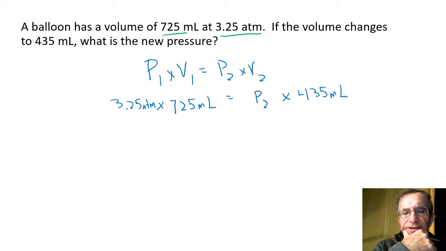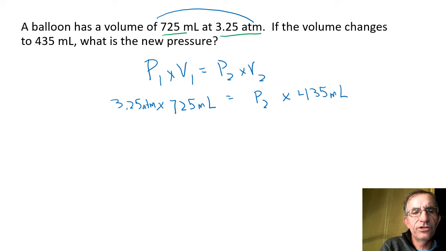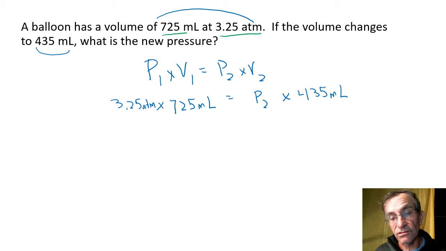Hopefully that looks right. I think it does, right? We got our initial conditions on one side. We got our new conditions on the other side. We don't know the new pressure. We're going to solve for that. So to solve, this is where I'm going to see if you can figure it out. What would you do to solve for P2?